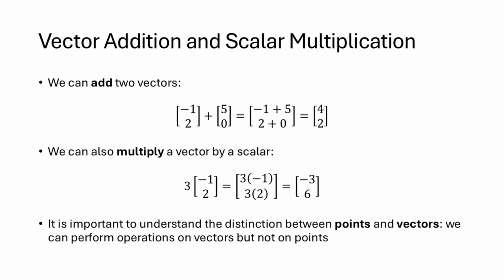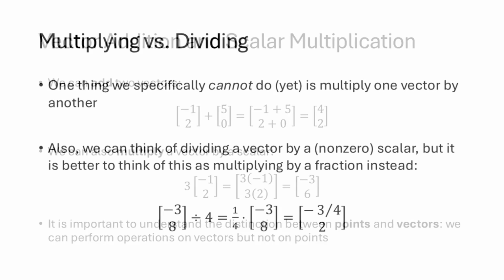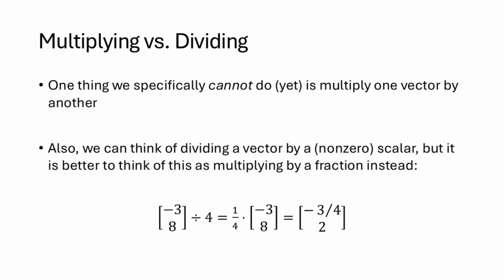We want to distinguish points and vectors. We can perform operations on vectors, but not on points. One thing that we specifically can't do yet is multiply one vector by another vector. So that's something that we will talk about eventually later in the course, but for right now, the only multiplication that we can do involving vectors is scalar multiplication, a scalar, a real number, multiplied by a vector.